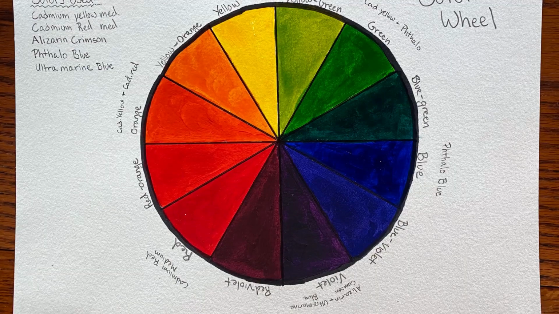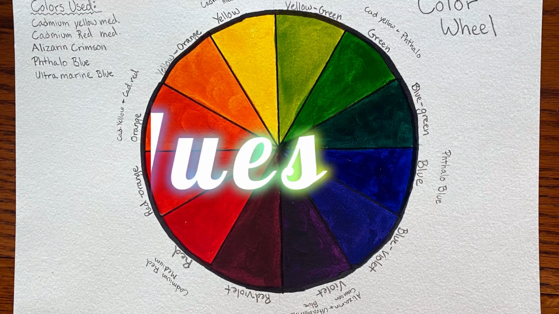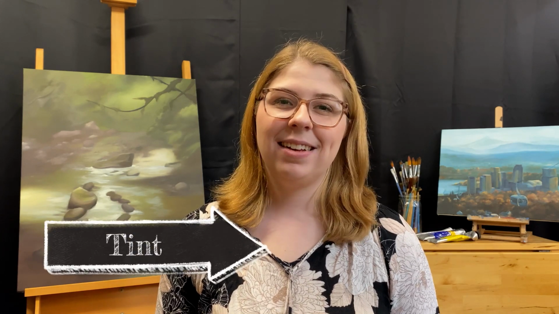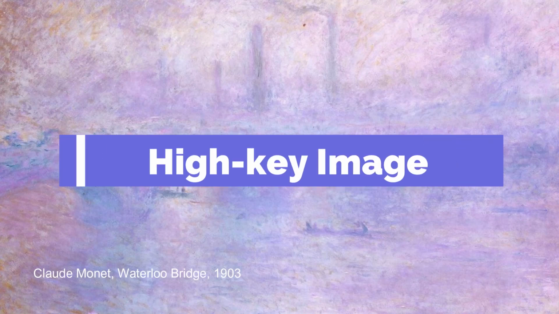As easy as it is to explain value in black and white, the good question is, how does it apply to color? Well, last week we created a color wheel, and all the colors on the color wheel are called hues, meaning a pure color that's untouched by black and white. Now, if you add white to a hue, you get something called a tint. If your painting is entirely tints, that is called a high-key image, also known as a low contrast image. It doesn't have sharp, dark shadows next to very bright highlights, and therefore the contrast is relatively low.